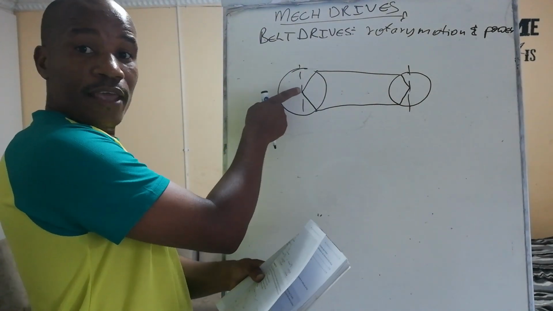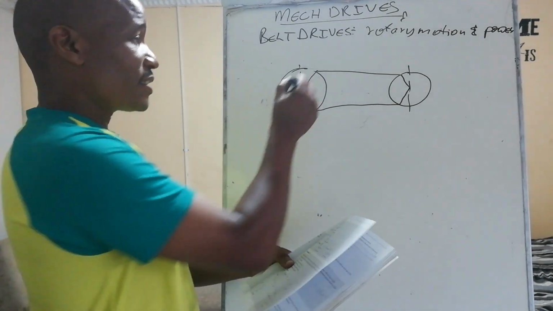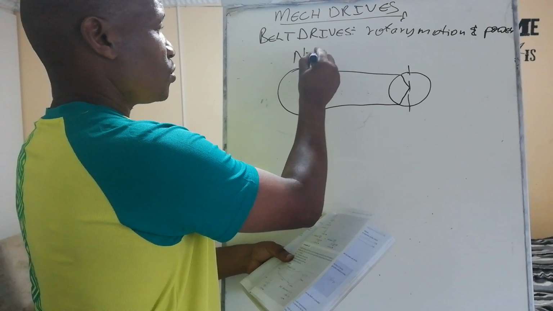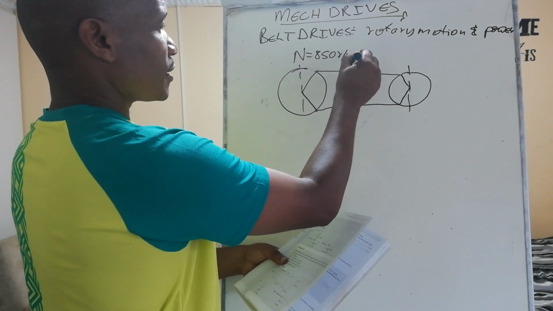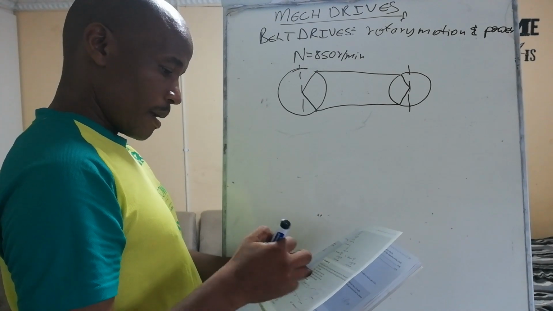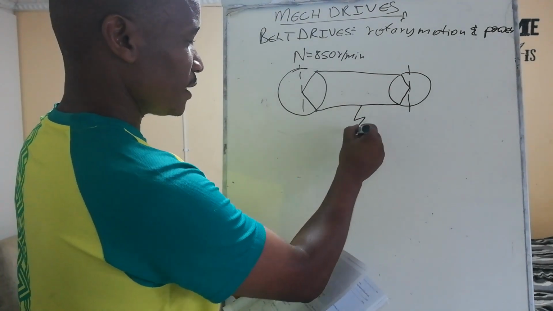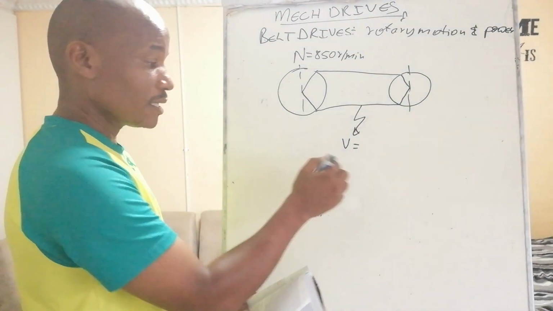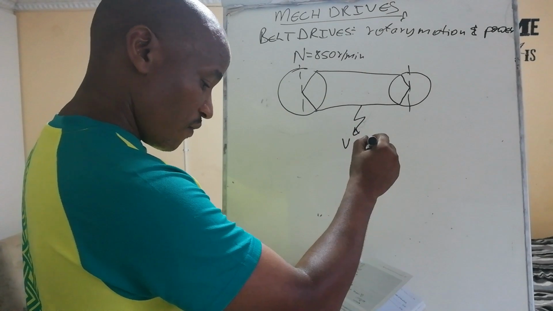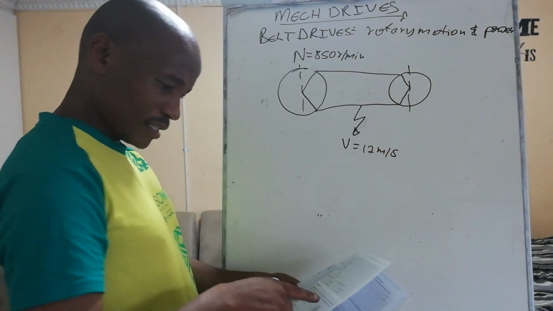Right. They say a pulley is driven at N equal to 850 revs per minute by a flat belt moving at a linear velocity of 12 meters per second.